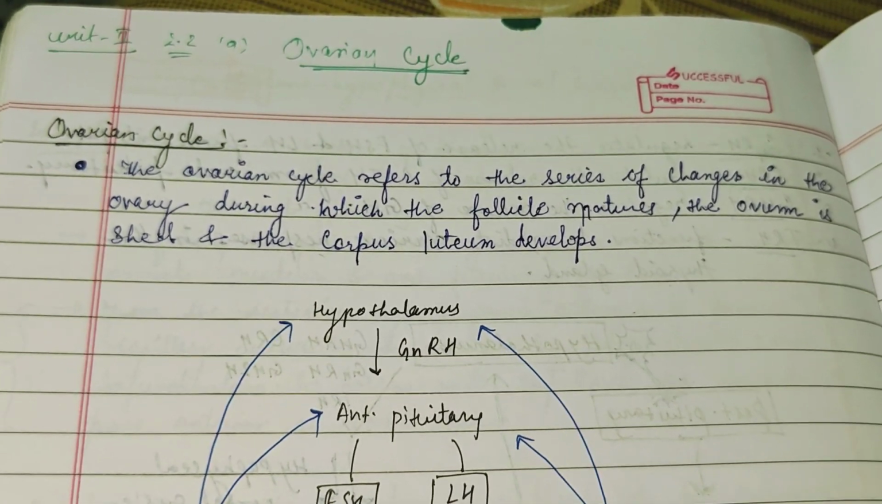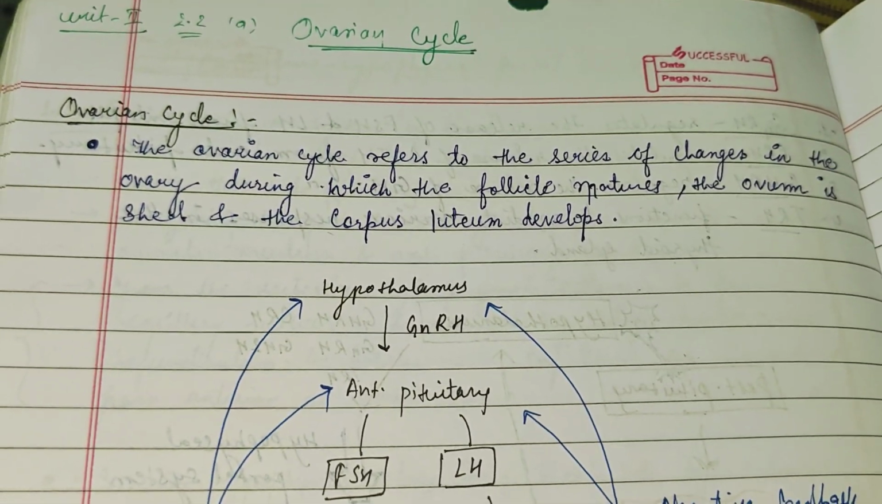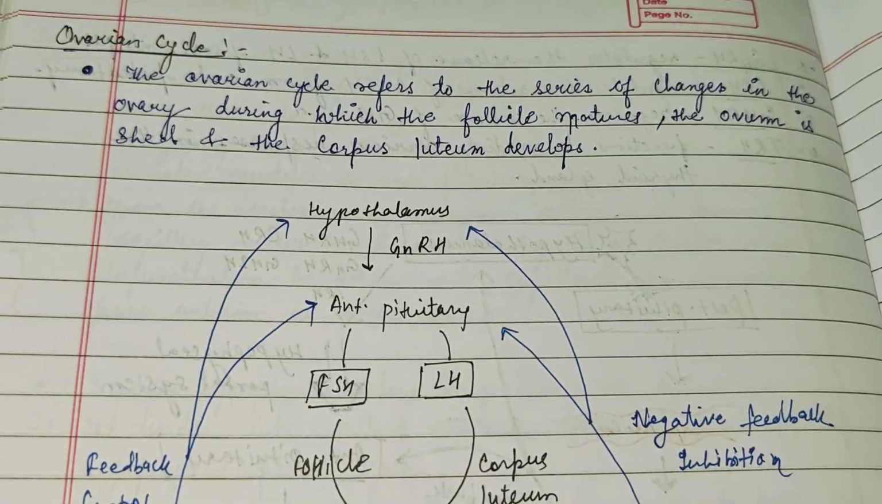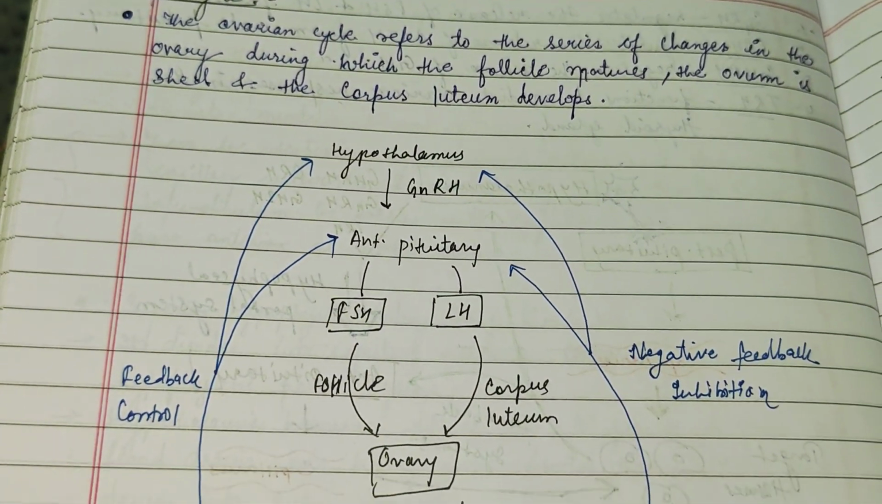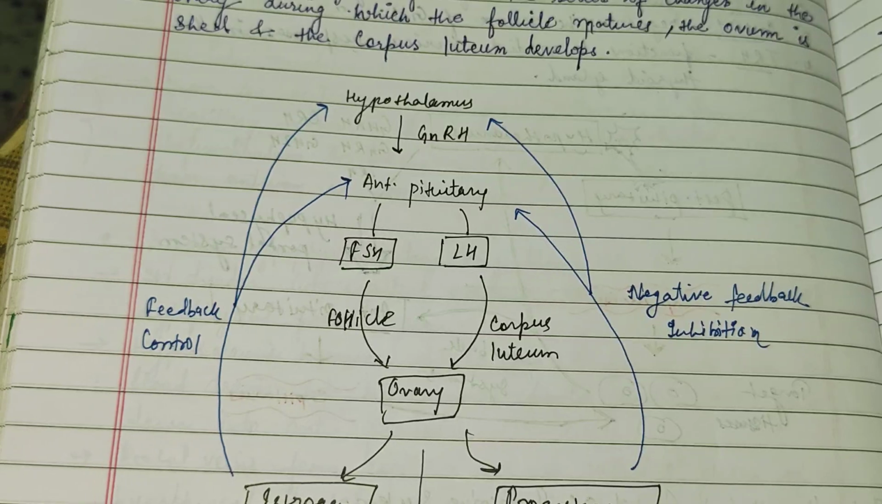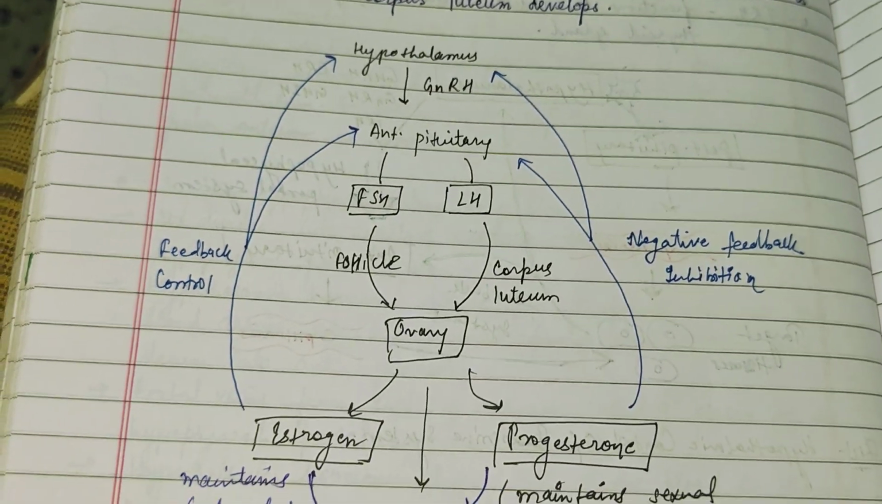Hello, here is another video based on the topic ovarian cycle. The ovarian cycle refers to the series of changes in the ovary during which the follicle matures, the ovum is shed, and the corpus luteum develops.